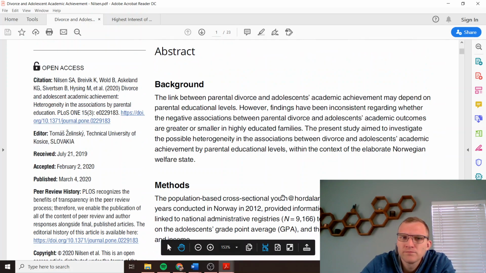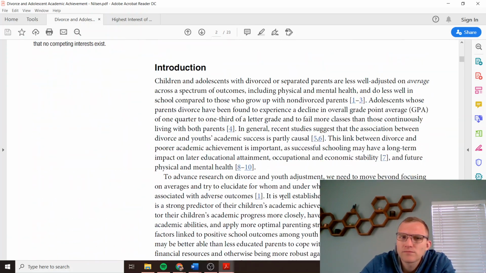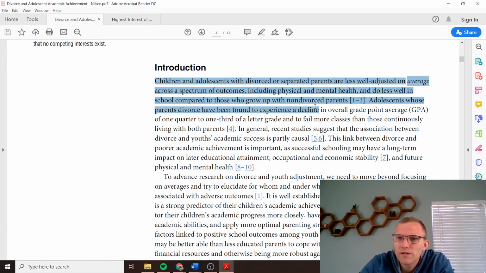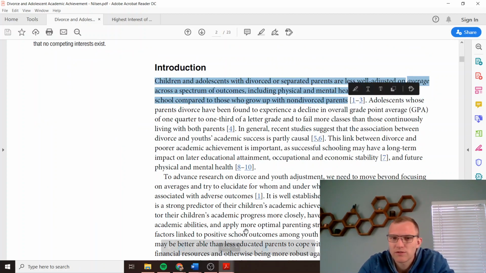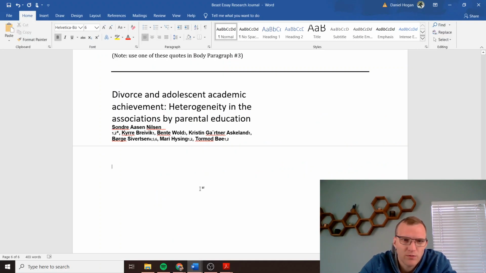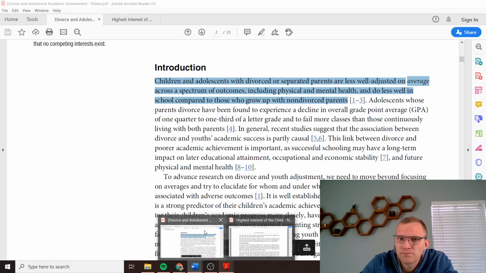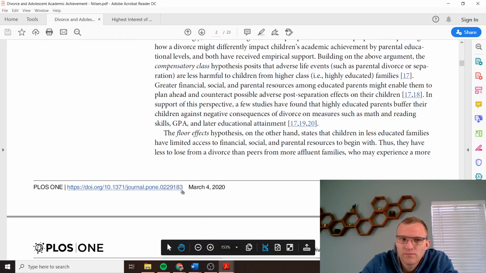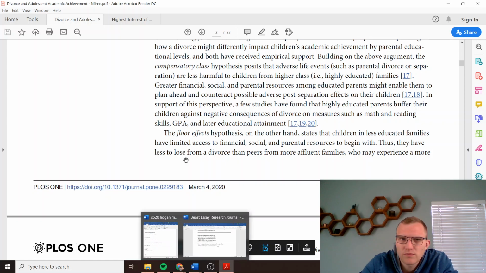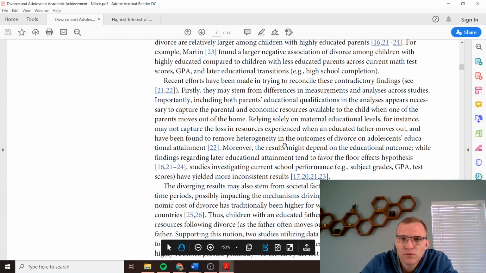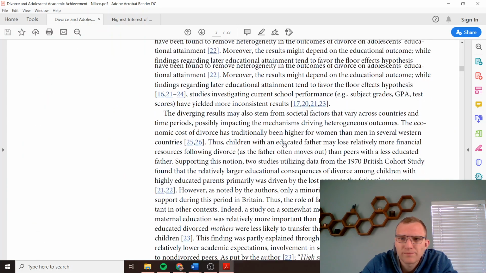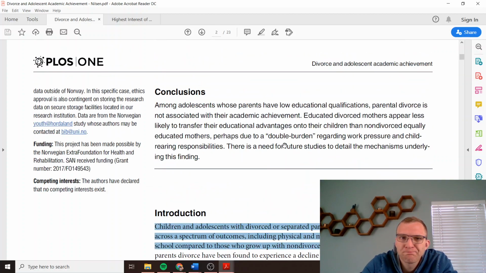So, all right, so maybe this is a quote that I want. Look, this is a great one. The first sentence is a pretty good one. All right, and that's on page 2.